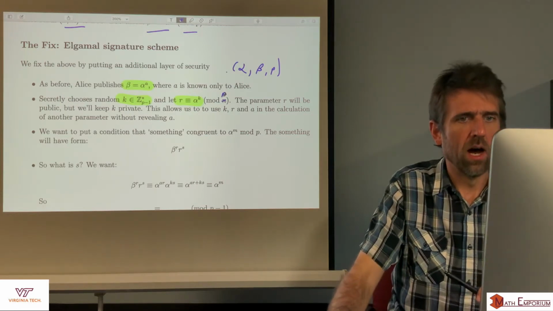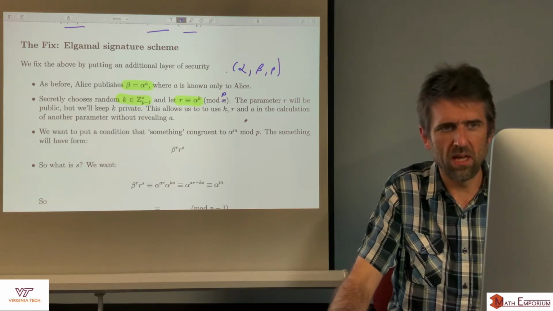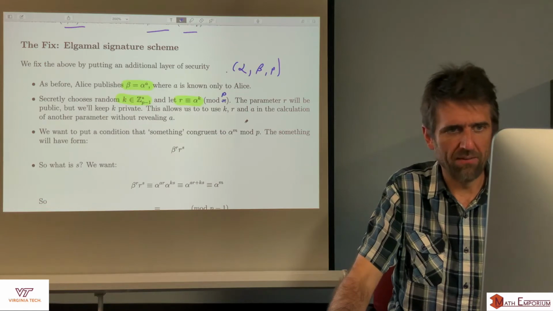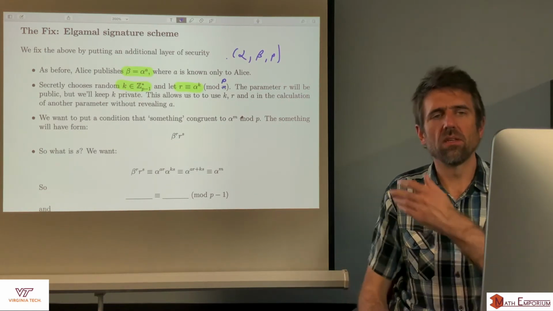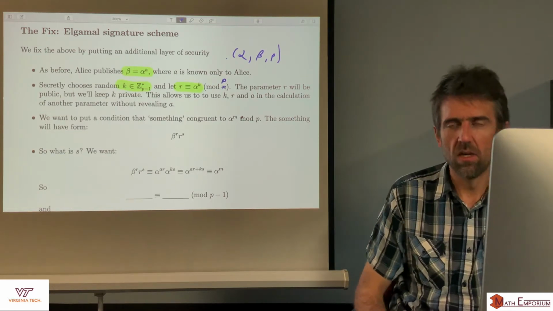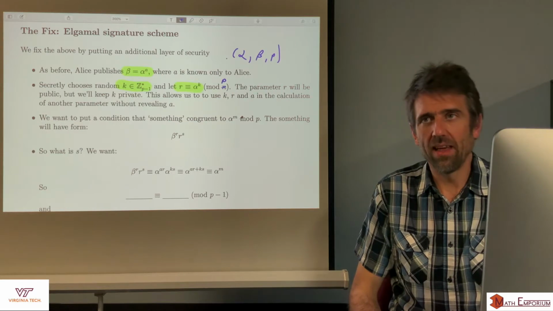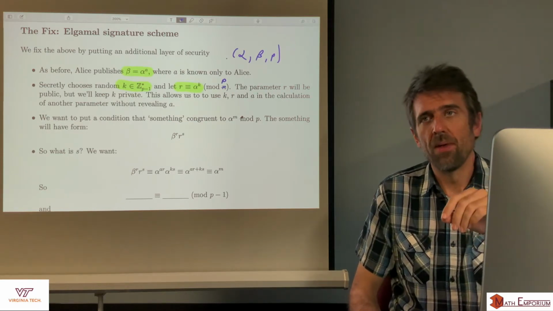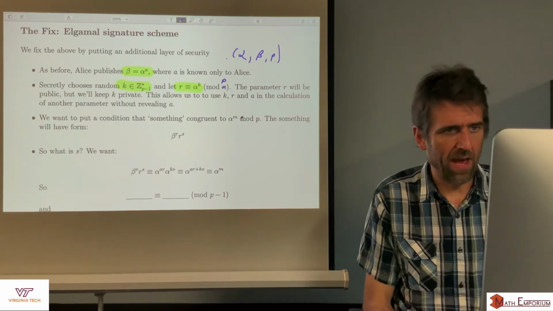Okay. r will be public, it'll be part of the signature, but k is going to be kept private. Essentially what this is going to allow us to do is use the message and also k, r, and a to calculate another parameter. And we'll be able to do this without revealing any information about a.